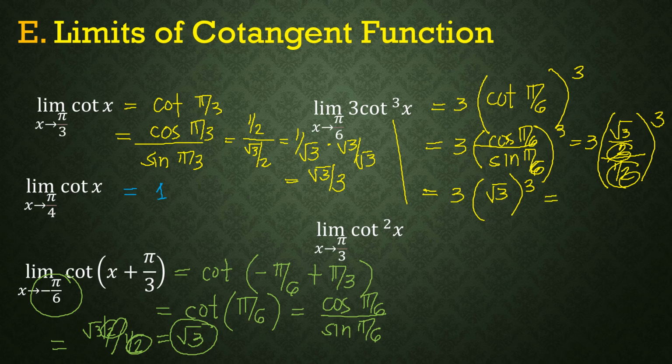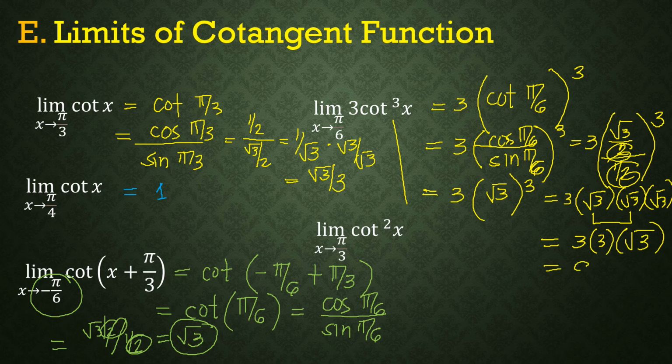Okay, so we observe the cube. We're going to get the cube of square root of 3 by expansion, so that you understand as well. So we have 3 times square root of 3 times square root of 3 times square root of 3. Square root of 3 times square root of 3 is 3. So we have 3 times 3 times square root of 3. So that will be 9 square root of 3. So the answer is 9 square root of 3.